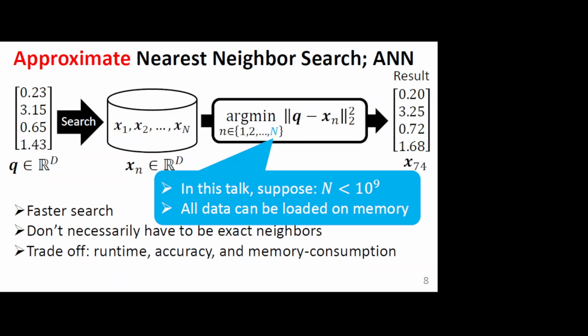Okay, so in this slide, we assume that your number of data is smaller than 10 to the 9, less than billion scale, so that all the data can be loaded in your memory. But if your data is more than billions, it's difficult to load all your data in memory on a personal computer. In this situation, we will consider another method, but we will not mention it in this slide.